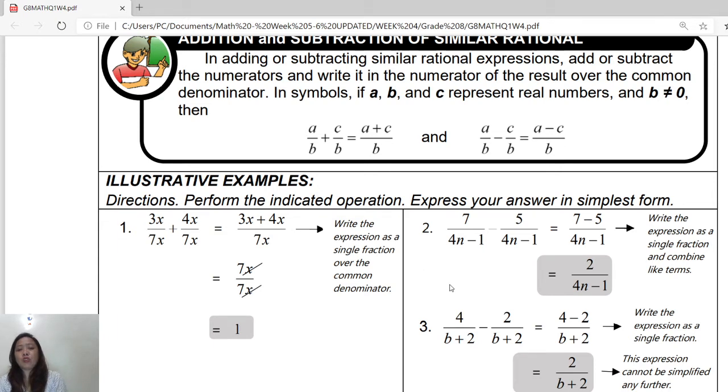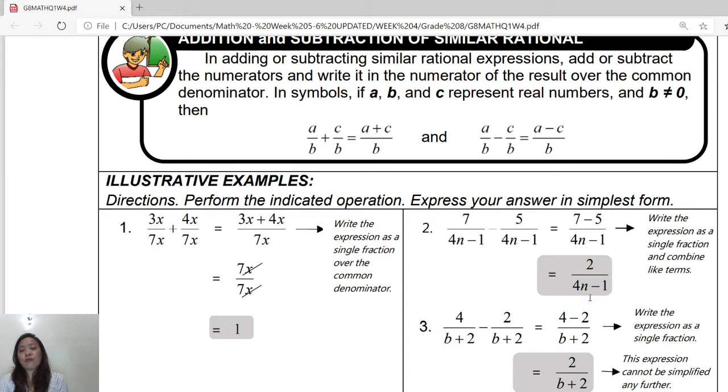Since the terms are the same, 7x divided by 7x is just equal to 1. Okay, number 2. We have 7 over 4n minus 1 minus 5 over 4n minus 1. Again, since the denominators are equal, you can just copy the denominator, and the operation is subtraction, so just subtract the numerators. That is 7 minus 5 over 4n minus 1. 7 minus 5 is 2 over 4n minus 1. You can only cancel 2 if they have a factor 2, but 4n minus 1 does not have any other factor except itself and 1. So you cannot reduce anymore to lowest term.